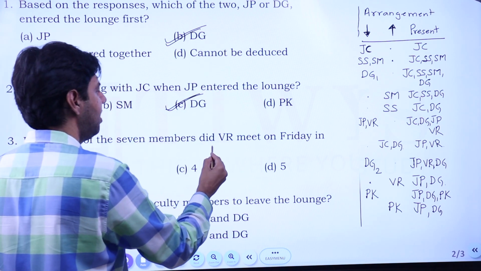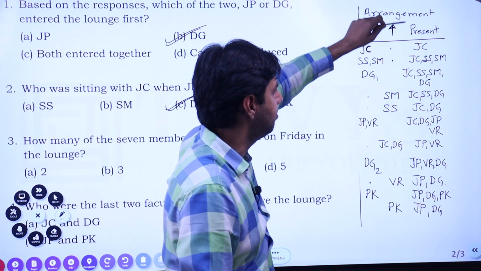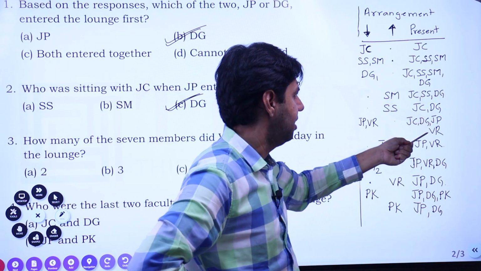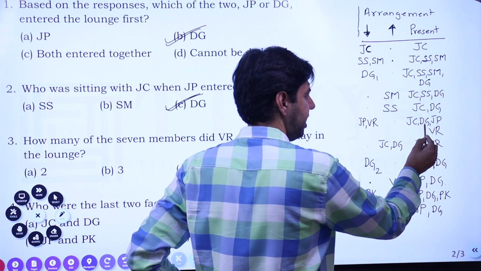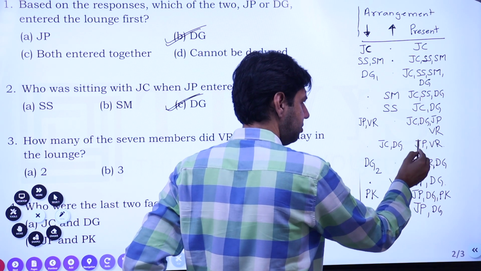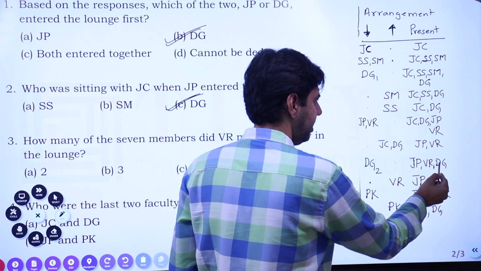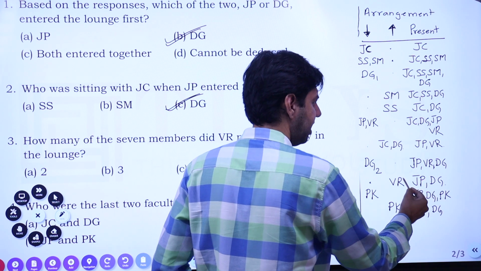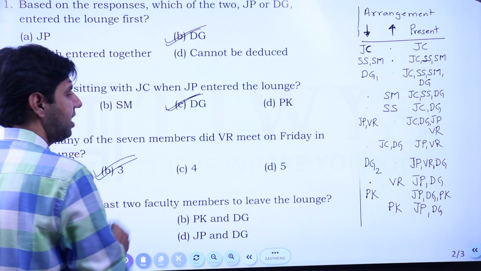How many of the 7 members did VR meet on Friday in the lounge? So let's look, where is VR entering? VR entered here. So VR has met JC, DG, JP. 3 of them. Then he continues. JP is the same, he has already met. Then DG, JP, DG, same. DG comes in again, so he's met him again, so nothing new. And then VR leaves, never to come back. So that is 3 members.